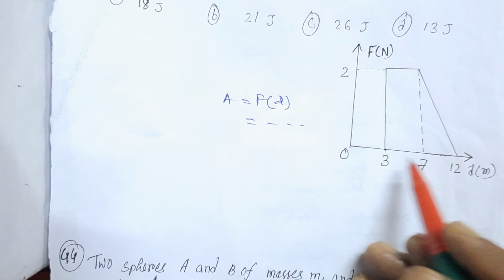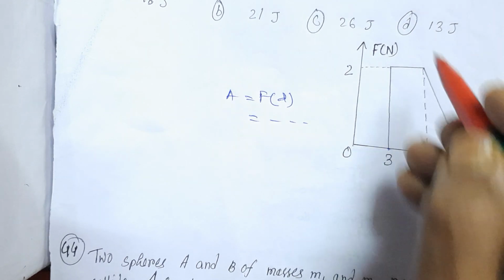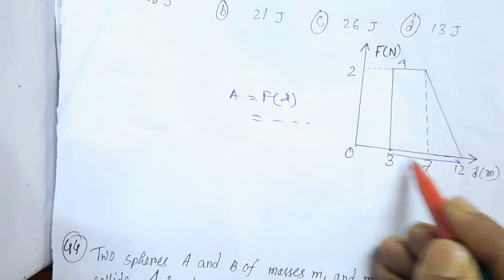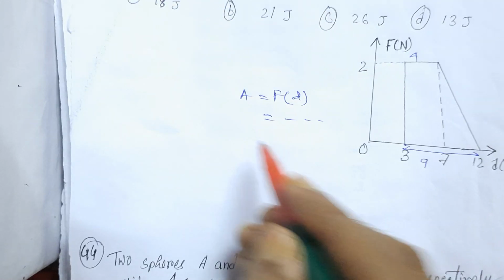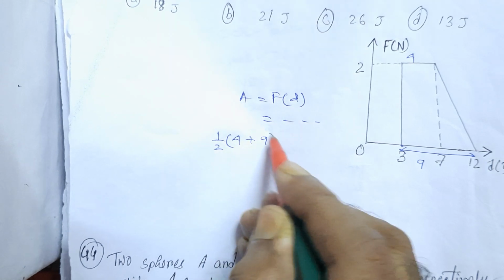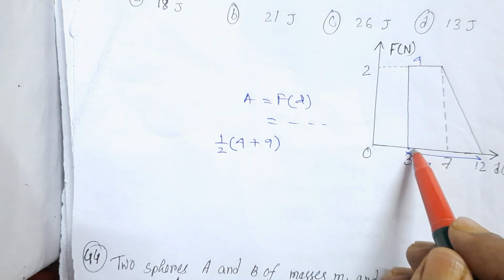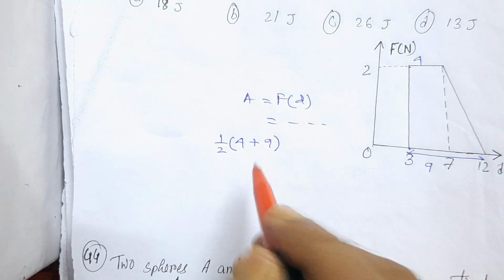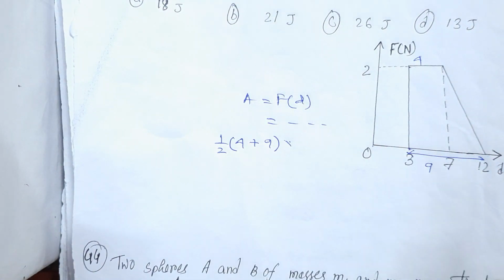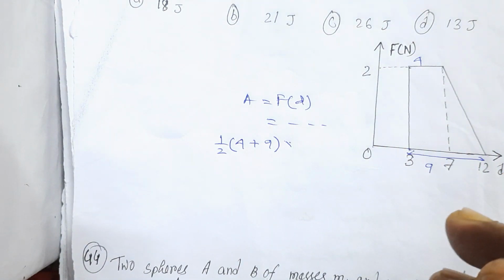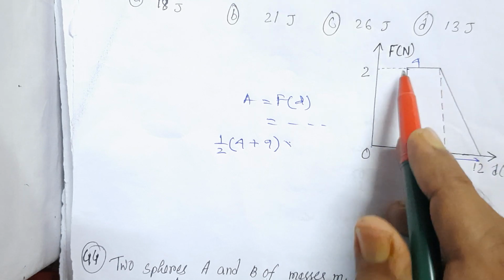The parallel arms of the trapezium being 3 to 7, that means 4 unit, and another is 3 to 12, that is 9 unit. So area equals half into 4 plus 9 into perpendicular distance in between them. That is your 4. So we may consider it as this.